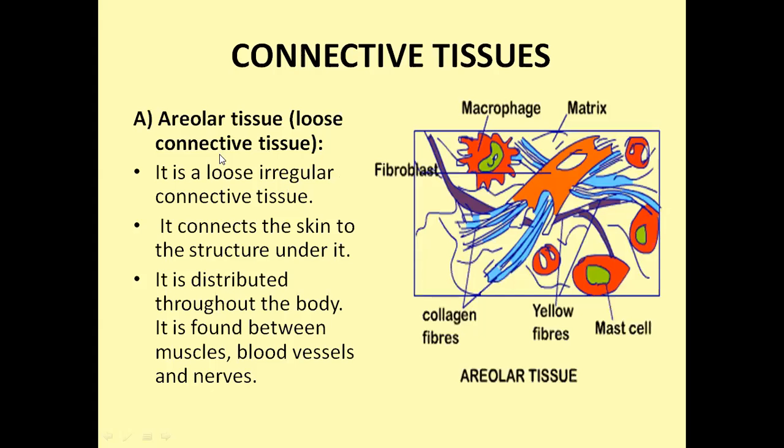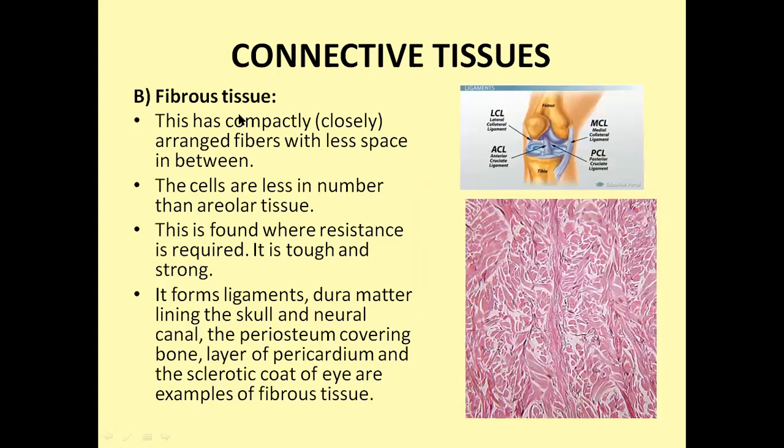So areolar tissue is a loose, irregular connective tissue. It connects the skin to the structures underlying it. It is distributed throughout the body, and it is found between muscles, blood vessels, and nerves. So just beneath the skin, you have this areolar tissue. Fibrous tissue has compactly arranged fibers with less space in them. The cells are fewer in number than in areolar tissue. It is found where resistance is required, often strong.